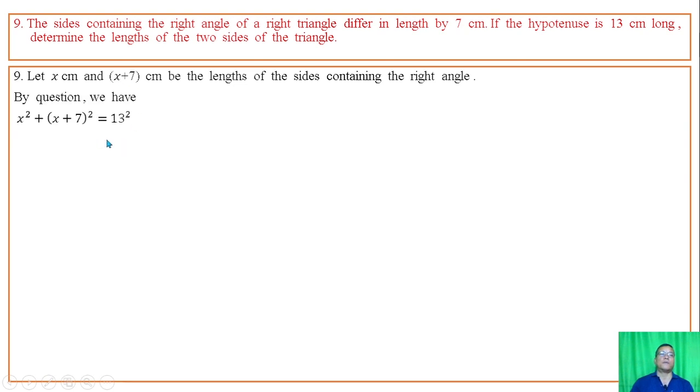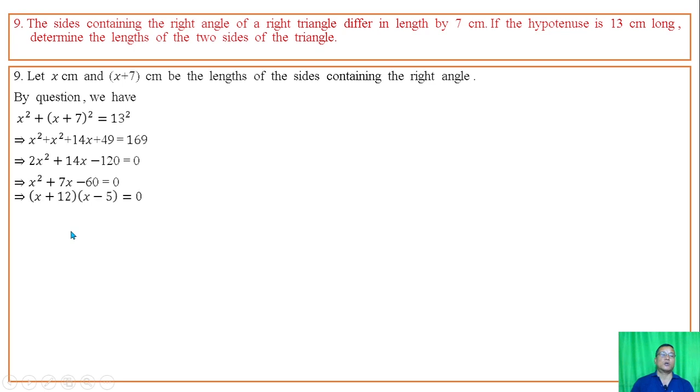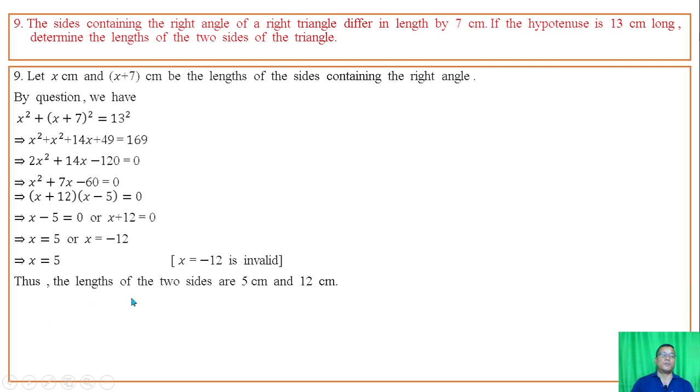By question we have x square plus x plus 7 whole square equal to 13 square, because 13 is the length of the hypotenuse. Expand and we have to form a quadratic equation. We have this, factorize this. We have x plus 12 into x minus 5 equal to 0. First factor is equal to 0 or second factor equal to 0, from which we have x equal to 5 or minus 12. Therefore, x equal to 5. Since x equal to minus 12 is invalid, the length of the side cannot be a negative number. Thus, the length of the two sides are 5 cm and 12 cm.